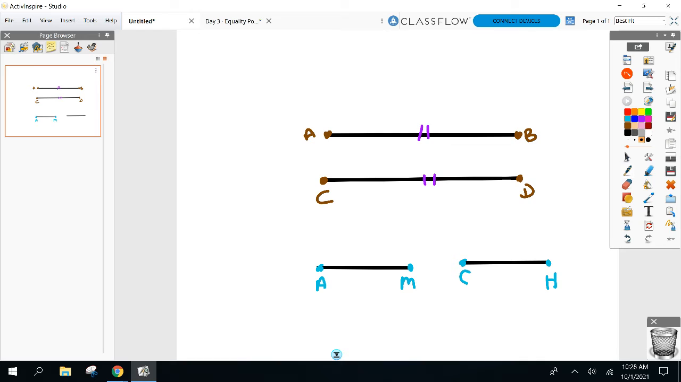What should I know about AM and CH? The originals were congruent, and I just split them in half. What do I know about the halves? Are they congruent? Yeah. And if you guys don't believe me, let me put numbers on them. Maybe that'll help some of you. Let's say AB is 10, and CD must also be 10. How long's AM? And CH? Okay. So you guys see? If you take halves of two things that are already equal, they're going to be equal. That's what this new one is saying. Halves of equal quantities are equal.